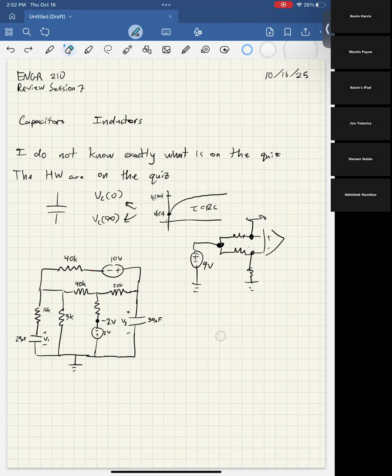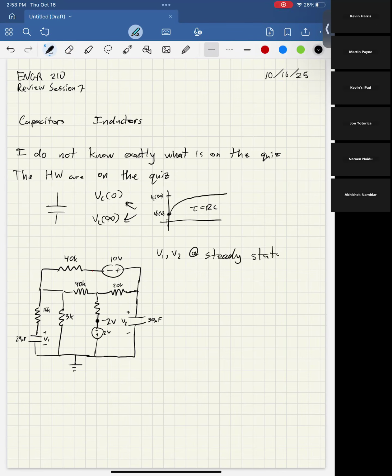Okay, now that I've gotten that out of the way, I want to actually show how to solve this problem. So this is asking for V1, V2 at steady state. And at steady state, a capacitor is modeled as an open circuit, right? So what we can do is say we don't care about this branch and we don't care about this branch. If this is an open circuit, then there is no current flowing through it, so we can basically pretend it doesn't exist.